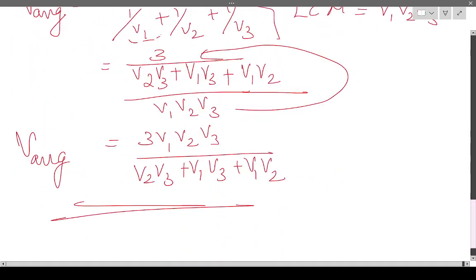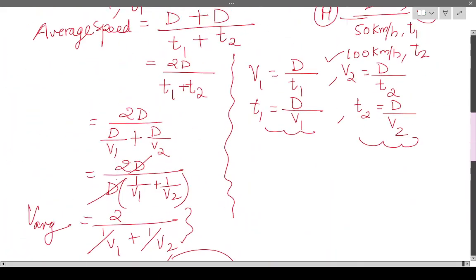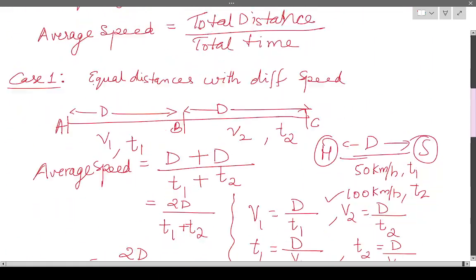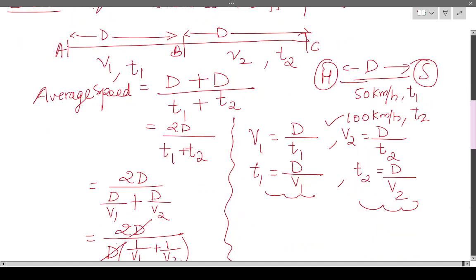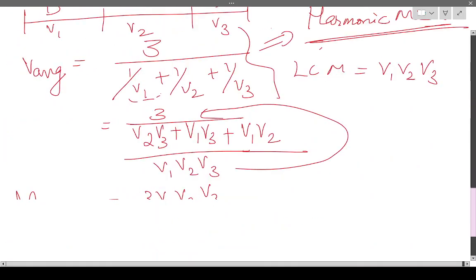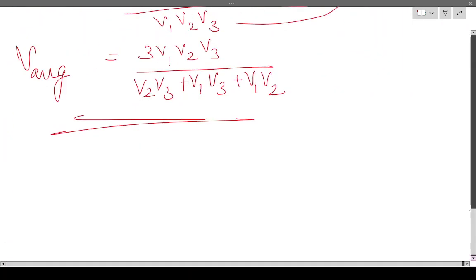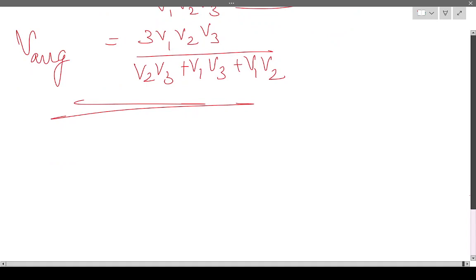And the next, this is case one, covering equal distances with different speeds. So I will repeat it once again. This is D, V1, T1, V2, T2, and then covering equal distances, D plus D by T1 plus T2, and then you can simplify it and you will get this answer. Okay. Now case number two. Case 2.